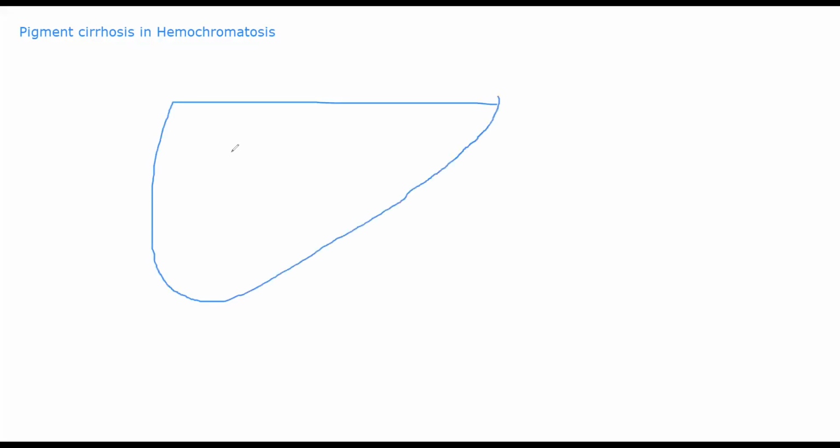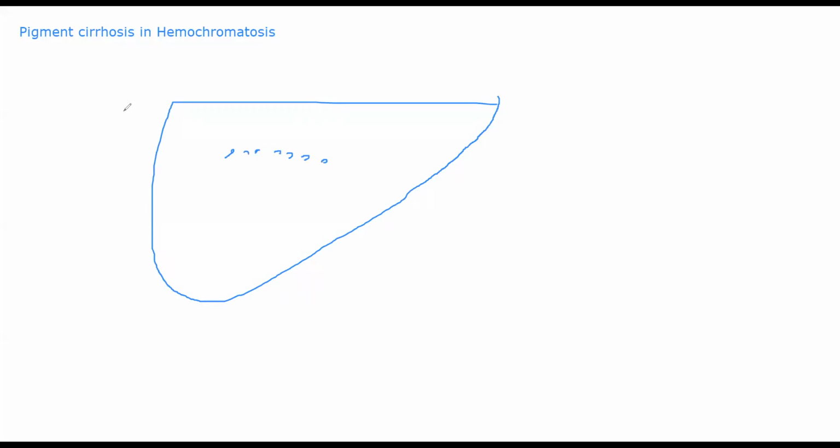Characteristically, the symptoms that you see with pigment cirrhosis because of hemochromatosis are micronodular pigment cirrhosis, in the sense of small pigmented nodules that you'll be able to see on the liver. So let's suppose this is your liver. You'll be able to see small nodules being formed, and those nodules will have iron pigment in them. Okay, then diabetes mellitus, and skin pigmentation. These three are characteristic features of pigment cirrhosis that occurs due to hemochromatosis.